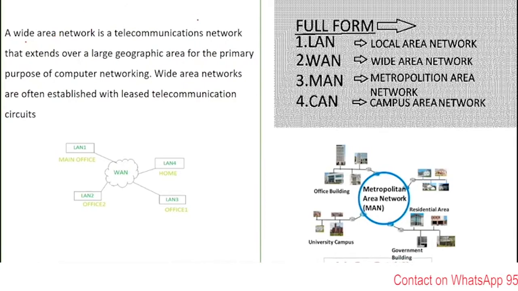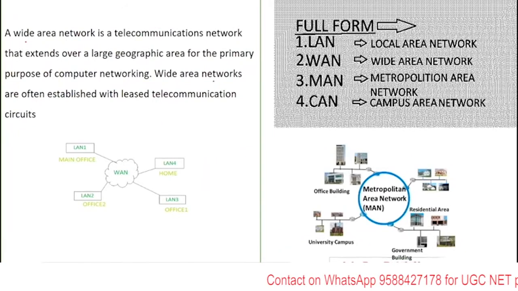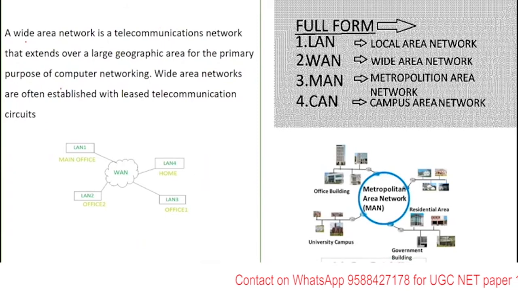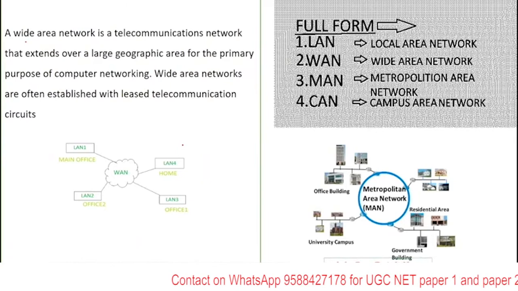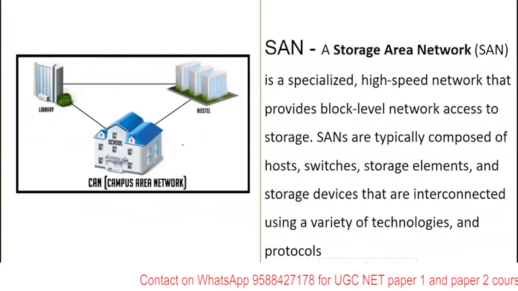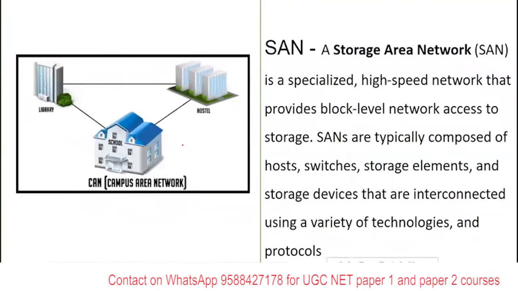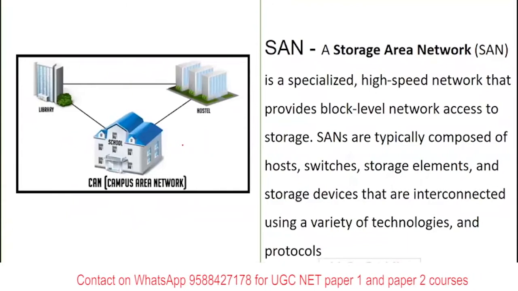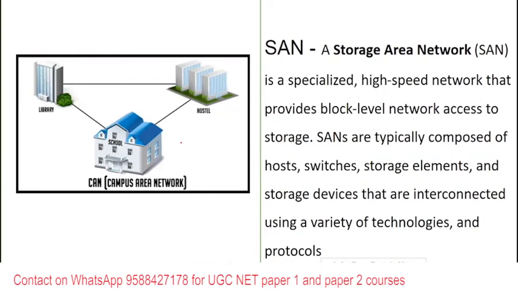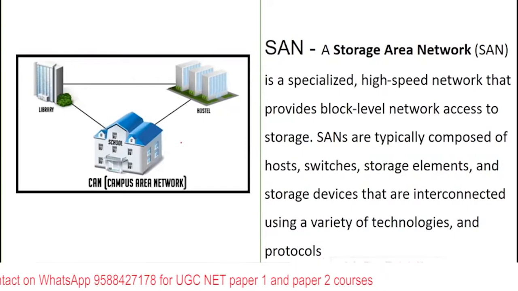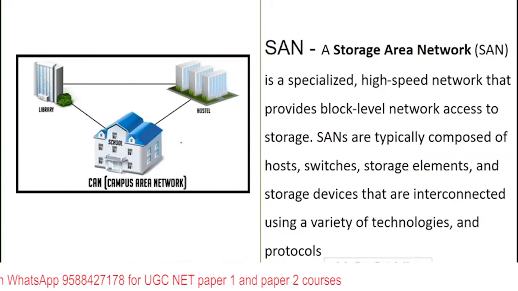Like for example, when you talk about MAN, so the office building, a university campus, a government building, a residential area. These are questions which are expected from anywhere. So you should be able to read it very thoroughly or listen to it very carefully. And now as we said, we talked about CAN, that is campus area network. That is a school getting connected to the library or to the hostel. So here you can see which type of network, that is campus area network.